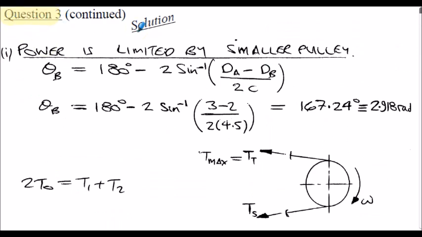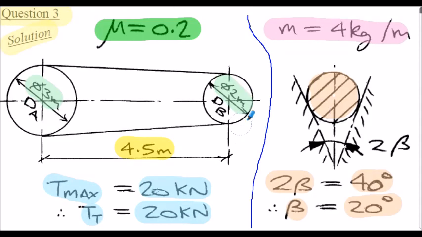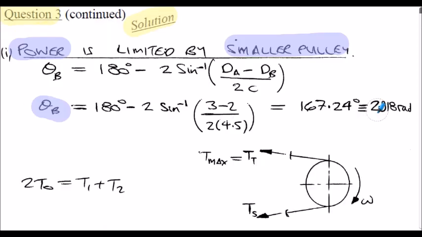Question 3 solution continued. Note that the power will be limited by the smaller pulley angle of lap, so theta b in my notation. That evaluates to 2.918 radians.